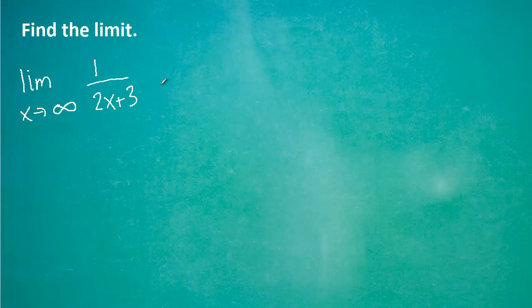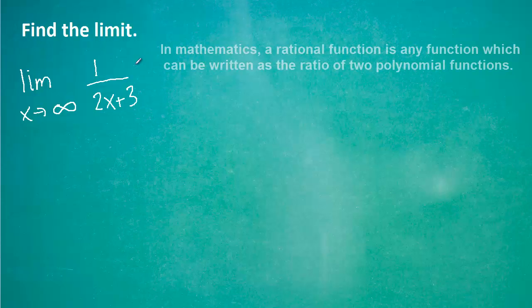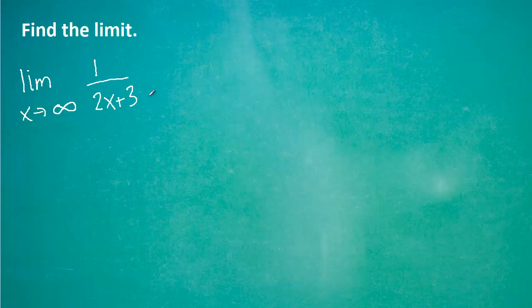Now, a rational function is kind of a technical definition, but it basically means that you have a polynomial divided by another polynomial. Now, 1 is one of the simpler polynomials, but it is considered one, and 2x plus 3 is also a polynomial. So in this case, we have a rational function.